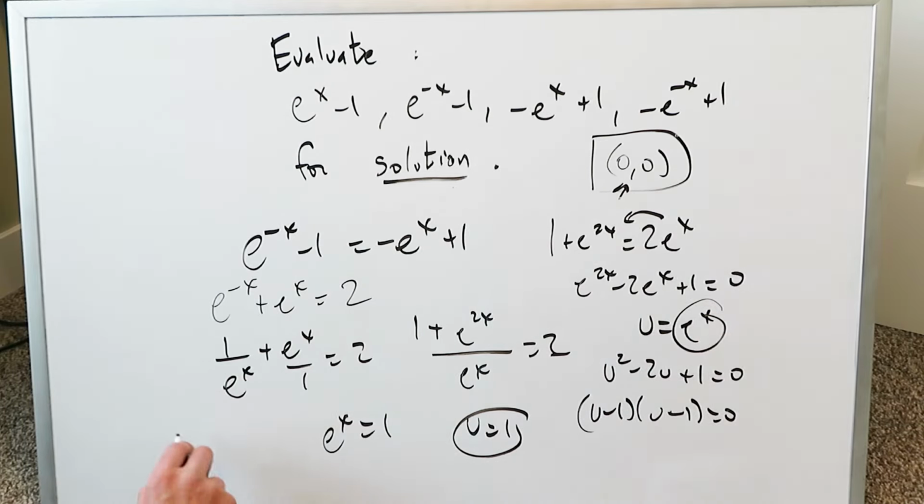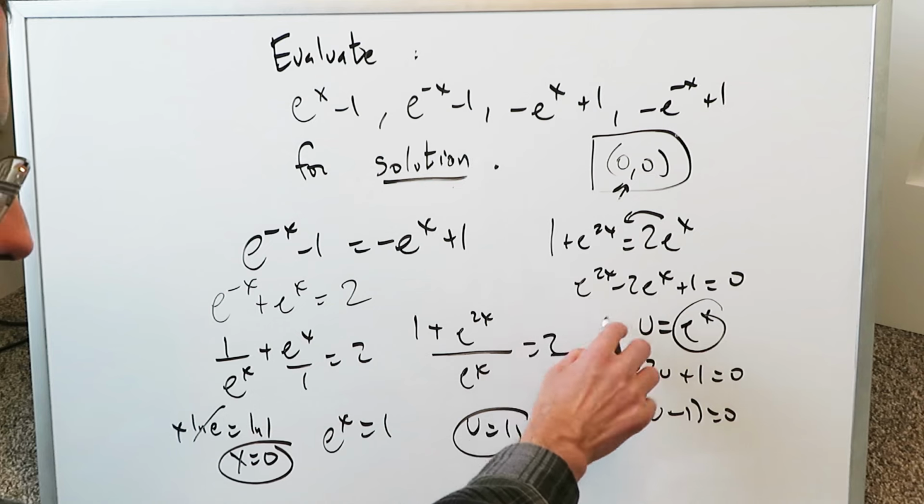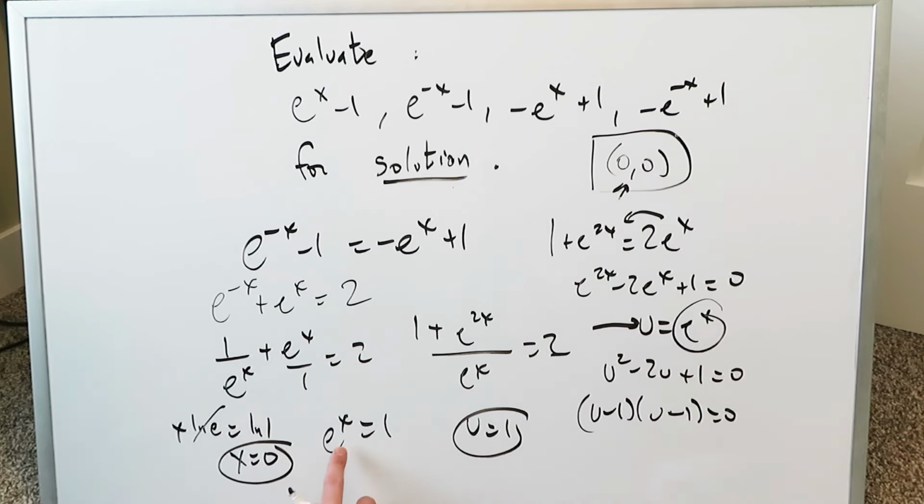Bring in the natural logs. x ln e is equal to ln 1. Ln e is just a 1. You know x is equal to natural log of 1, which is a 0. And therefore, we are showing you here that indeed x is equal to 0. And that's done. You just carried this through by means of this substitution right over here. u was equal to 1, therefore e to the x is equal to 1, then x is equal to 0 by means of the natural log.